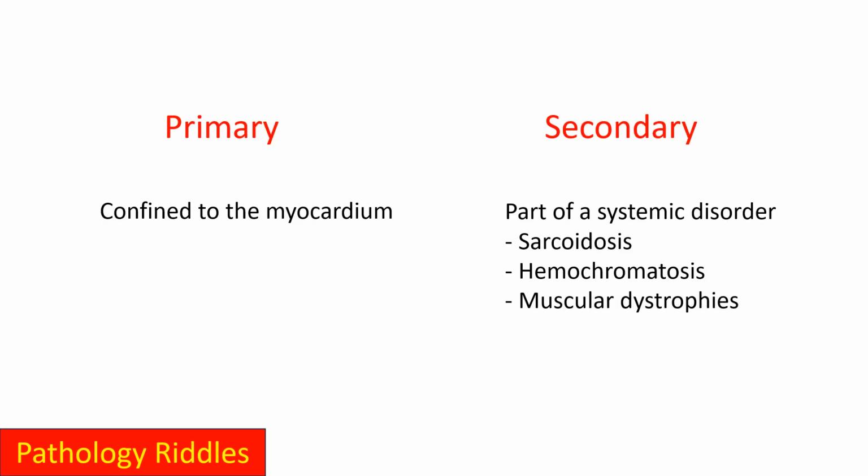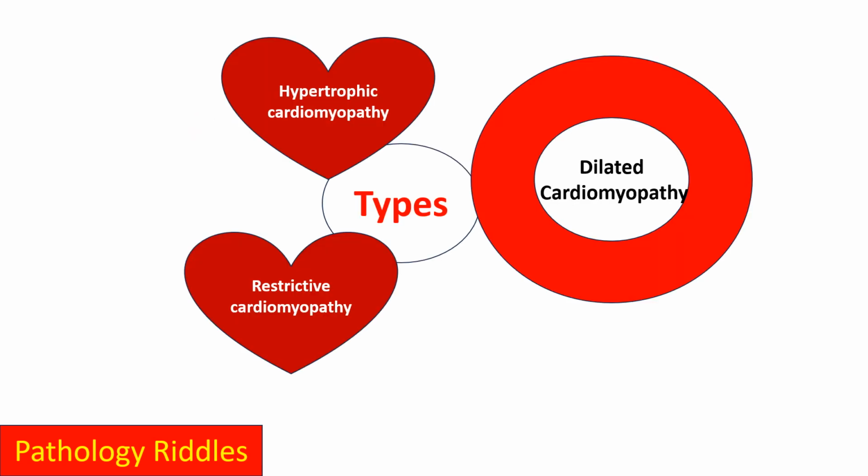Now it can be divided into primary causes and secondary causes. Primary causes are the causes which are only confined to the myocardium or the cardiac muscle. And secondary causes are a part of a spectrum of disease, that is systemic disease like sarcoidosis, hemochromatosis, muscular dystrophies. So cardiomyopathies are broadly divided into three types. One is dilated cardiomyopathy, the other is hypertrophic cardiomyopathy, and the third one is restrictive cardiomyopathy.